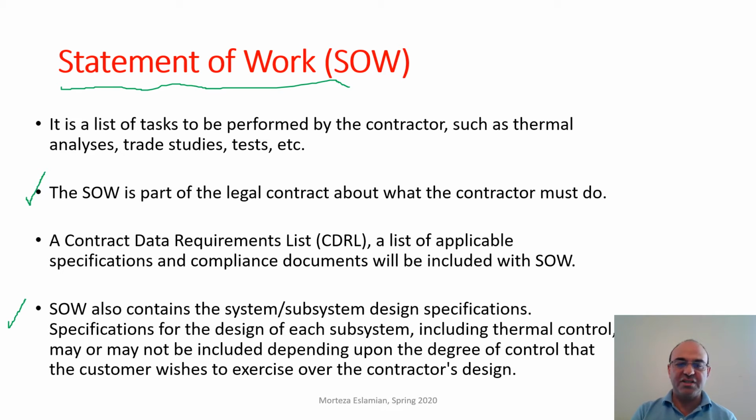Specifications for the design of each subsystem, including thermal control, may or may not be included depending upon the degree of control that the customer wishes to exercise over the contractor's design. For instance, the customer may include in the proposal that the spacecraft must use a particular type of thermal control. For instance, it must only use heat pipes. It must only use passive thermal solutions, not active. So this can be included or not included.